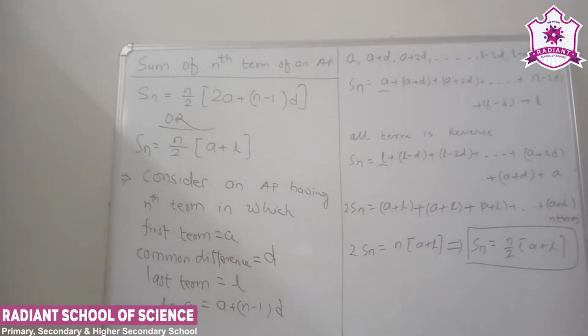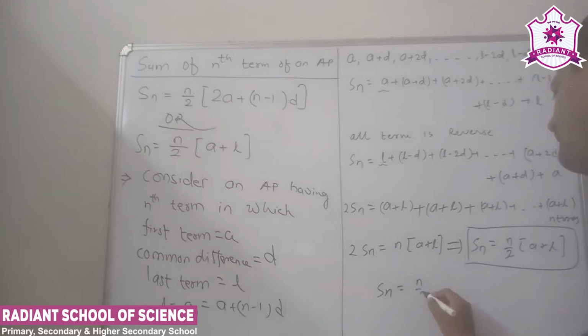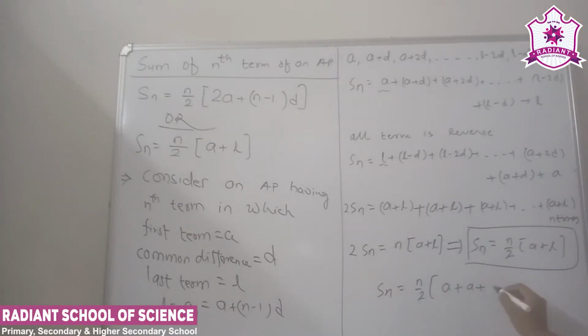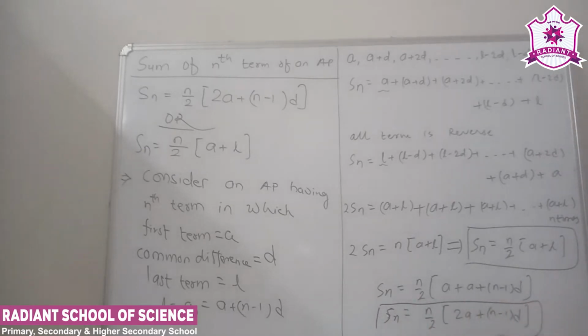But what is l? l is the last term, meaning the nth term. So put the value of l in this equation: Sn is equal to n by 2, a as it is, and l is a plus (n minus 1) into d. Therefore n by 2 into (a plus a plus (n minus 1) d), that is n by 2 into (2a plus (n minus 1) d). This is the derivation of the second formula for the sum of n terms. Clear? It's very simple.